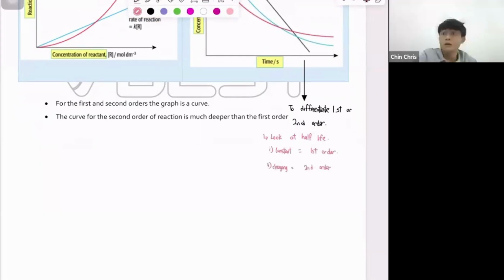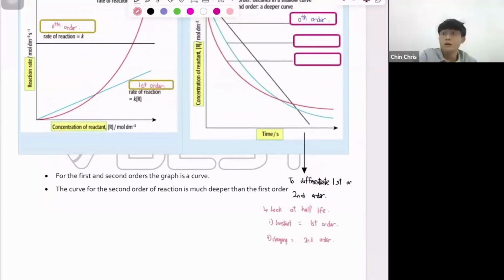So guys, how do we differentiate a first and a second order? Zero order is easy, a straight line. First and second order will always be a curve, so you have to look at the half-life. If the half-life is constant, it's first order; not constant, second order. Understand? Good. So this will be a first order, I'm just giving you the answer first, and this will be a second order. Later I will show you some examples.